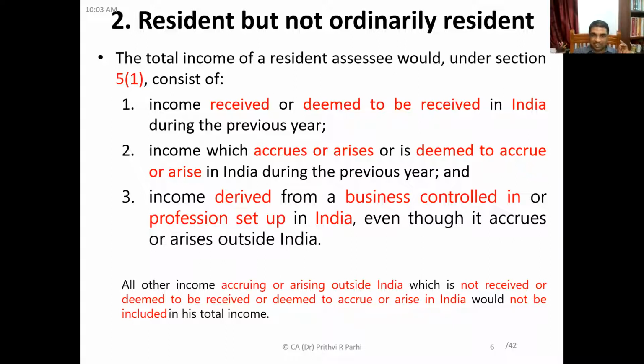Income derived from a business controlled in or profession set up in India, even though it accrues or arises outside India. So even if it accrues or arises outside, that means here we're talking about foreign income. But if it is derived from a business which is controlled in, or a profession which is set up in India, then that will also be included in the total income of a person who is resident but not ordinarily resident.